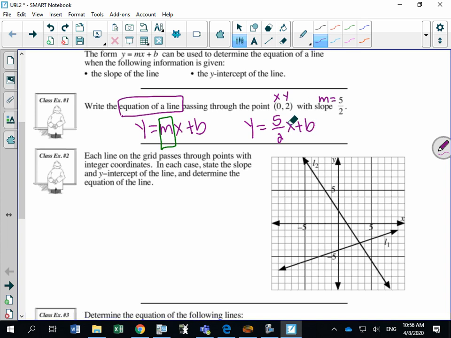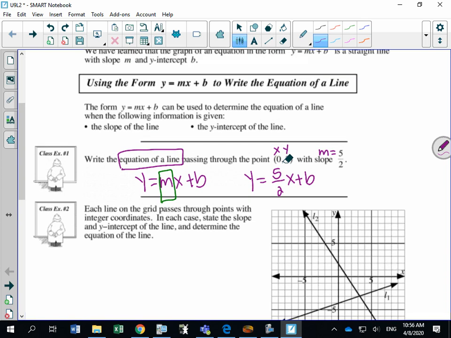There are two different ways you could do this. The first way I want to show you is to plot this point. If that's my y-axis and this is my x-axis, x is 0 and y is 2, that would be right here. What I'm hoping you see is that this point is actually the y-intercept. When x is 0, 2 is my b value. So my y-intercept is going to be 2.